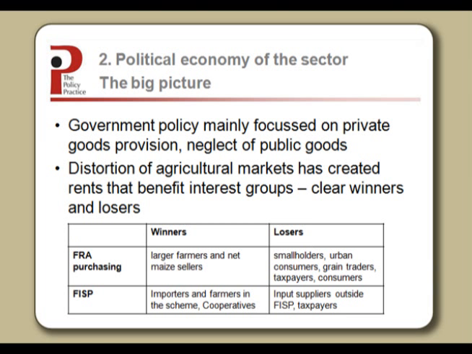So to sum up, what are the main features of the political economy of agriculture in Zambia? What we have is a framework of policies that is focused mainly on the provision of private goods and neglectful of the provision of public goods that are needed for economic efficiency, growth and social welfare. The distortion of agricultural markets has created rents that benefit certain interest groups and generate identifiable winners and losers, as illustrated in the table below.